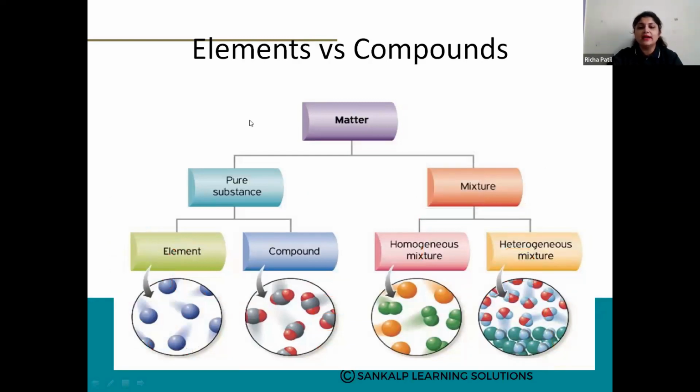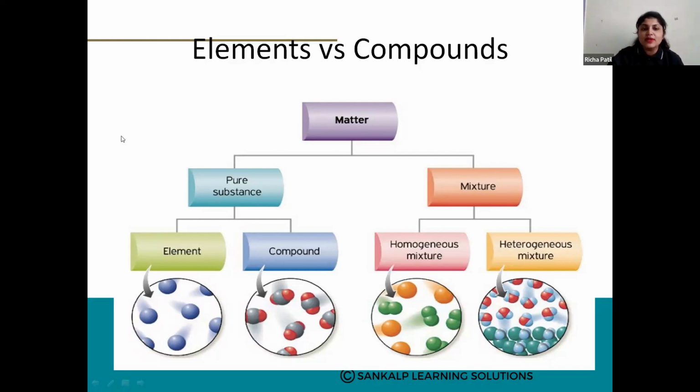Then we'll be discussing what are elements and compounds. What is an element now? What do you mean by element? When the same type of atoms combine, they form an element. It is a substance that is made entirely of only one type of atom.